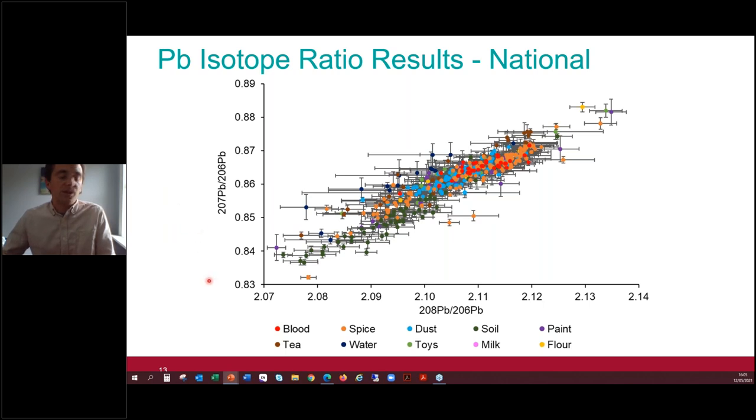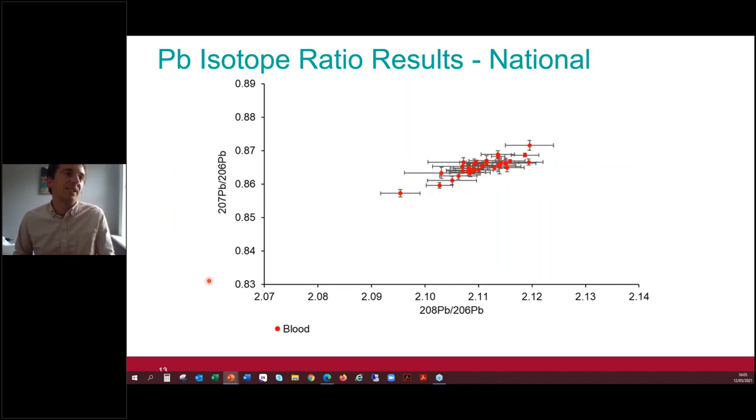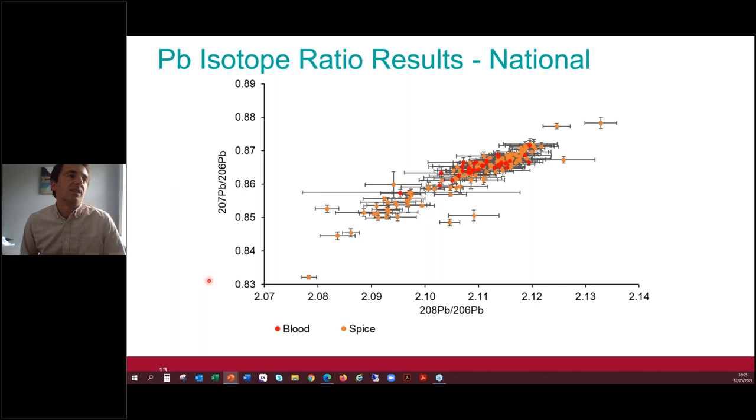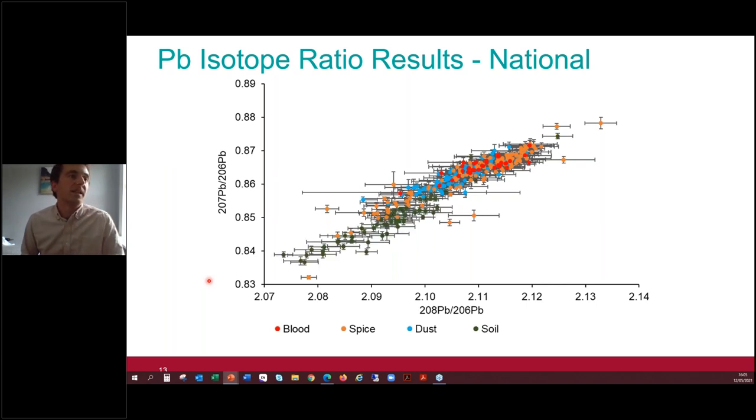So this is a lead isotope plot. I'm just going to introduce these samples one at a time to make it a bit clearer. So here's our blood data. That all kind of clusters around this area. What we found was that the best matches for the blood most similar came from some of the spices. But also our household dust showed quite a good overlap with some of the blood as well.